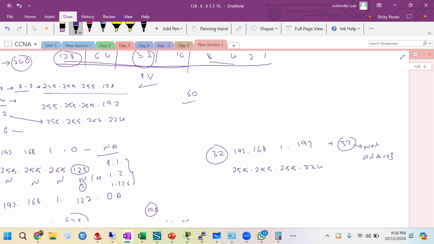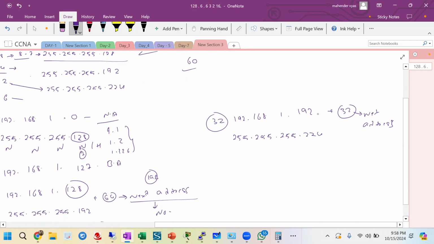Okay, you're getting my point? Yes, yes. I got it. So 192 plus 32, how much would it be? 224, right? So our broadcast address would be 223, and in between, 193 to 222, these are our valid hosts.